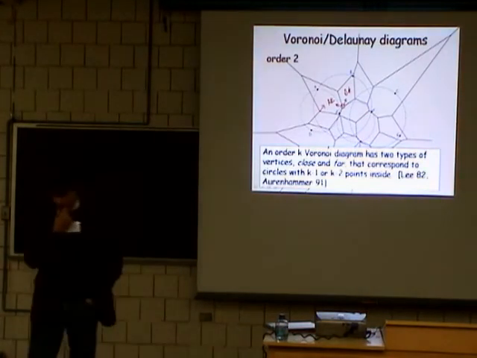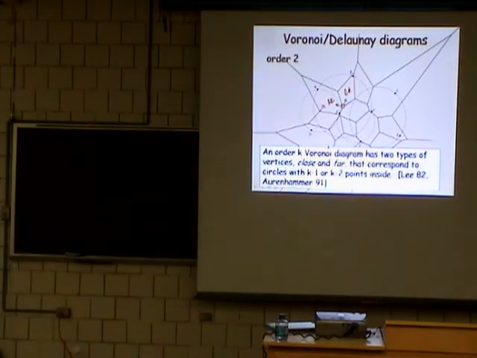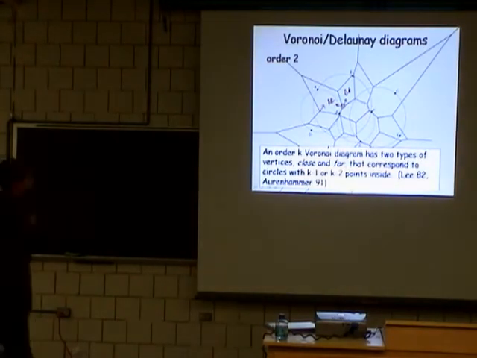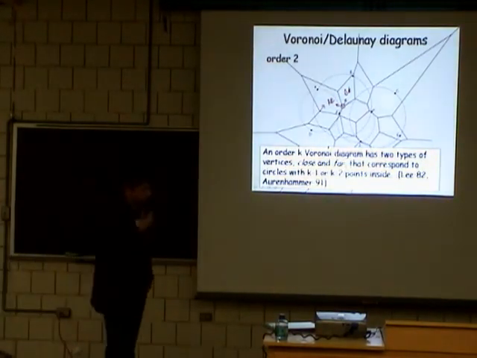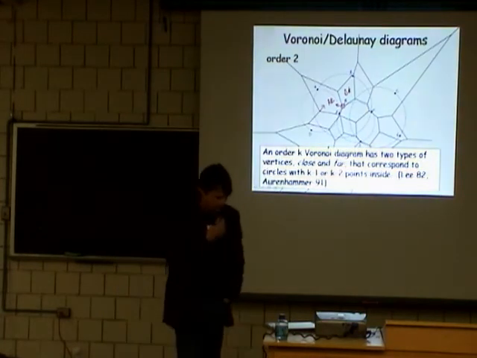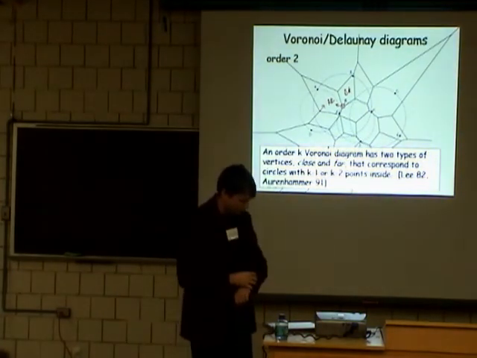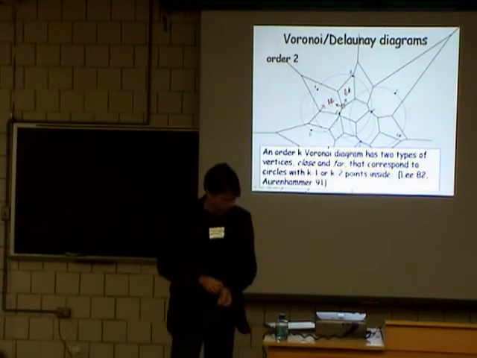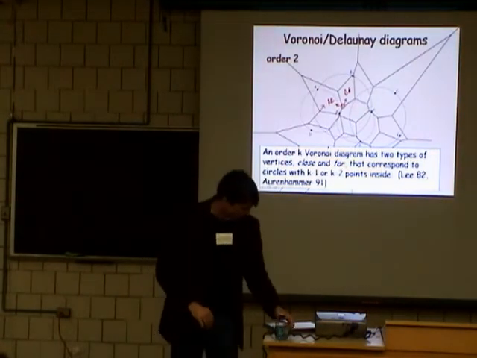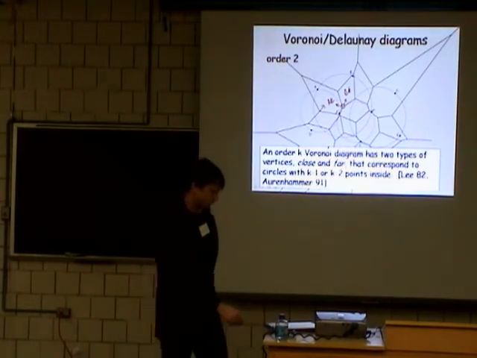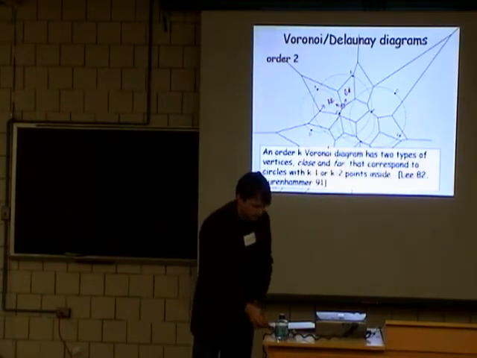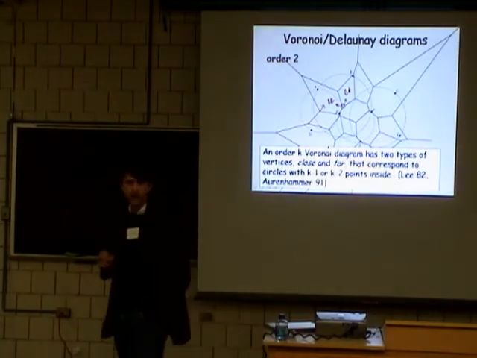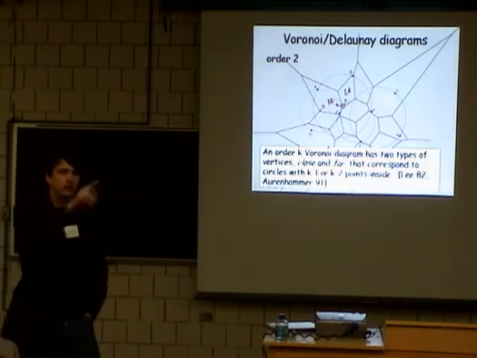This is known to the computational geometers for a while. DTV observed in '82, in an algorithm that he was constructing that we'll look at in a second, that an order K Voronoi diagram has these two types of vertices, close and far, corresponding to circles of K minus one and K minus two points inside. And Arnhammer gave a nice way of looking at this using the lifting map that, yes?